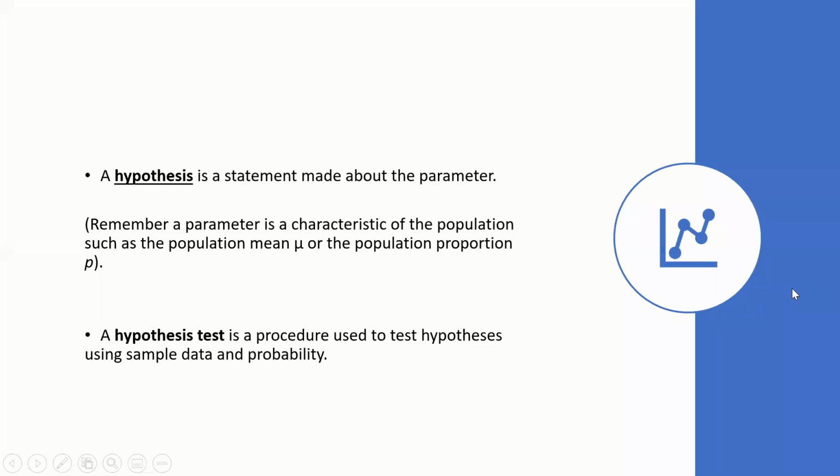So a hypothesis is a statement we're making about the parameter. And remember that a parameter is a characteristic of the population, like the population mean or the population proportion, as compared to a statistic, which is about the sample. A hypothesis test is a procedure used to test hypotheses using sample data and probability.